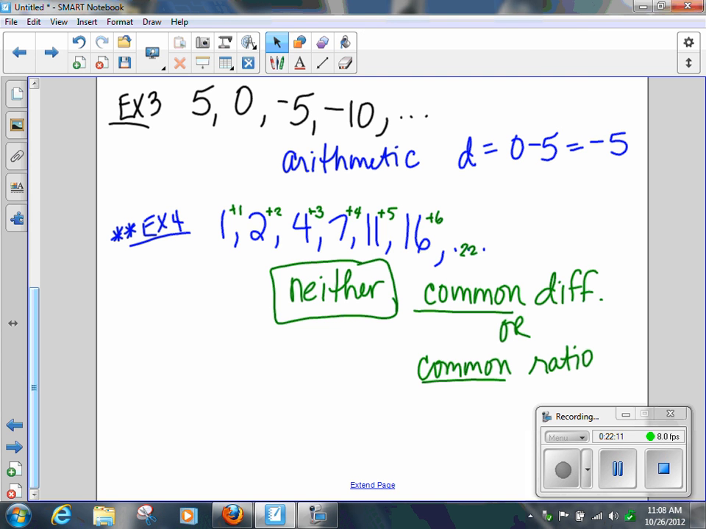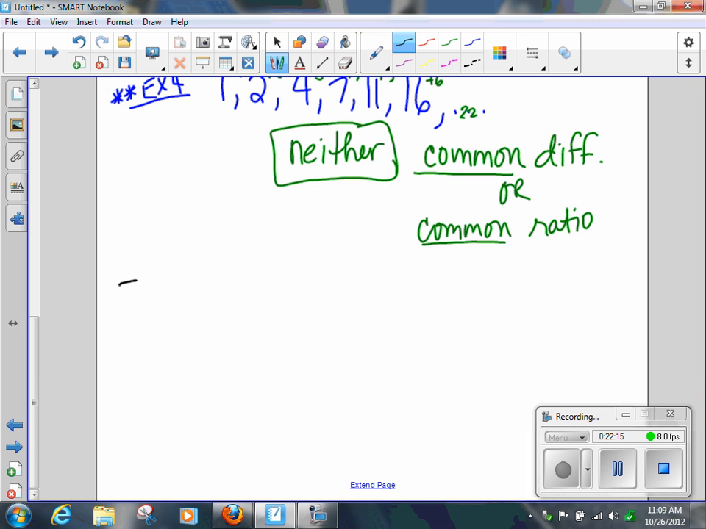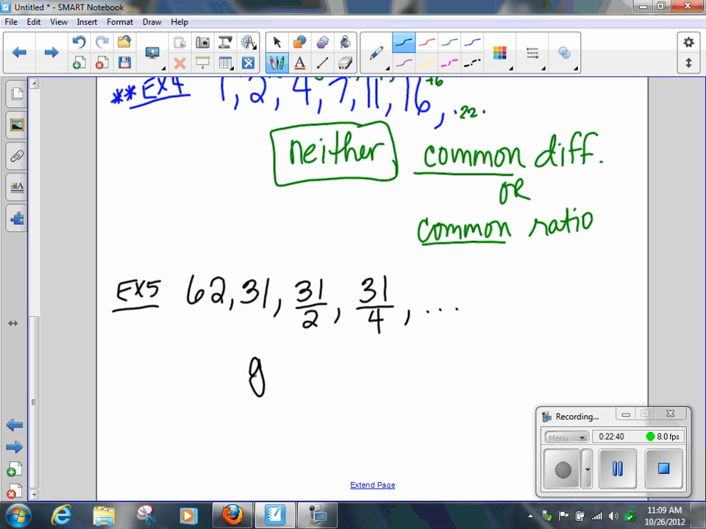How about this one? I should have put it before this one. How about this? 62, 31, 31 halves, 31 fourths. Is it arithmetic or geometric? Geometric, why? All right, geometric.